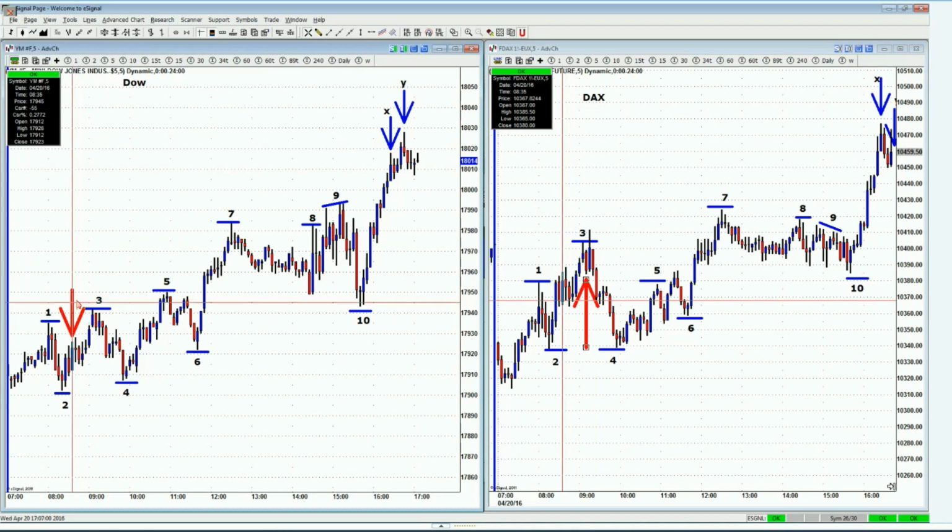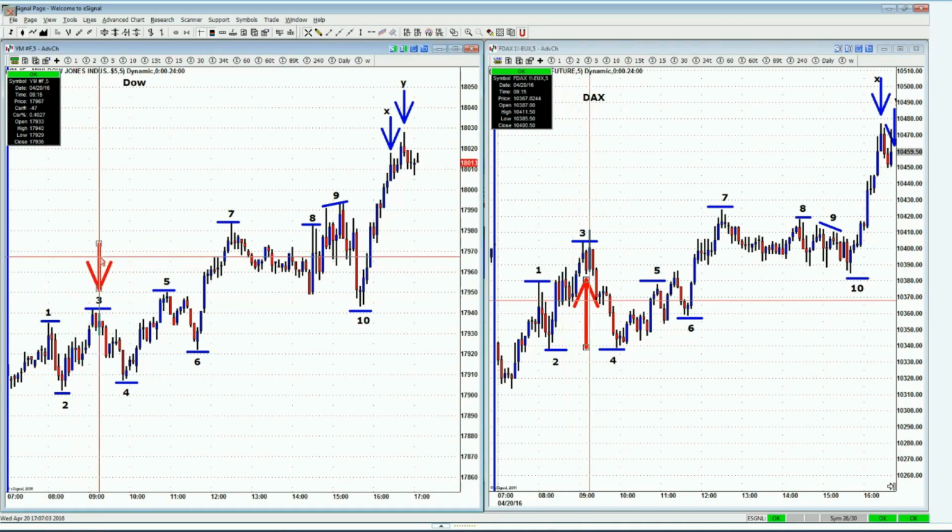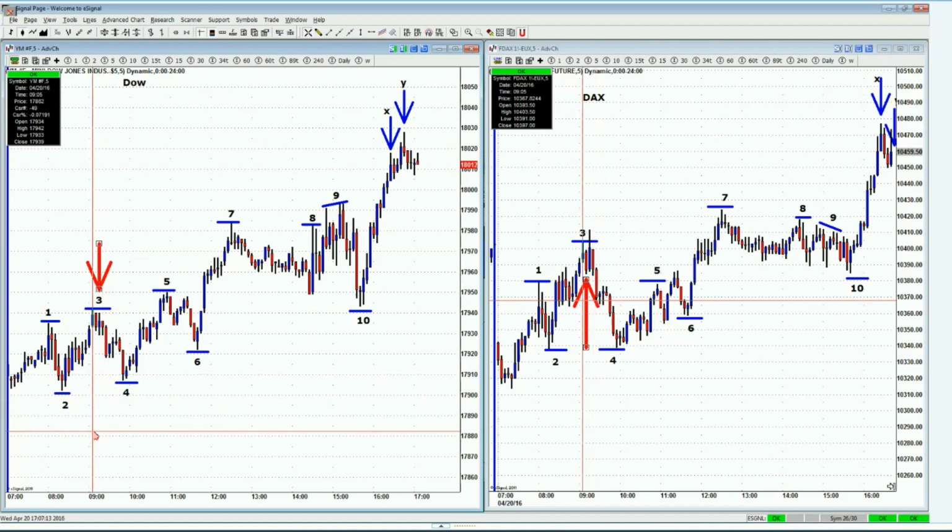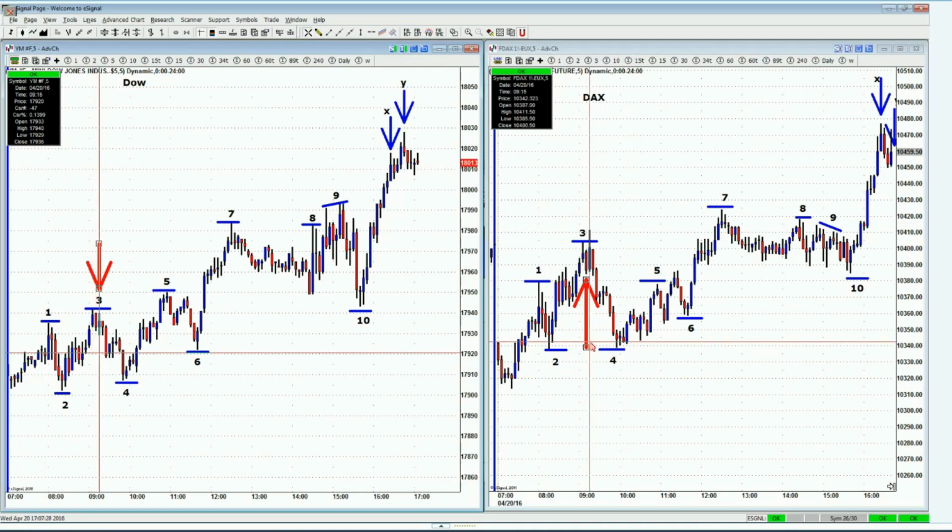And what I should say here is that by comparing one with the other, it gives me a very good understanding of which index is in charge and which index is lacking. This is not a bad idea to keep track of if you have enough screens and enough concentration, because it will give you early clues to when one index is running out of steam. At point 3, both indices are making higher highs. When both indices are making higher highs, there's really nothing for me to do. It's just business as usual.